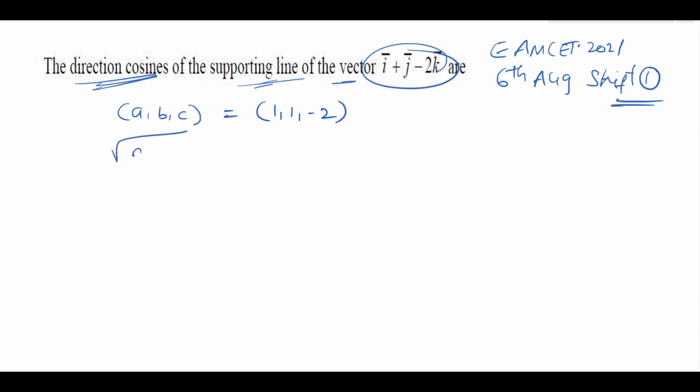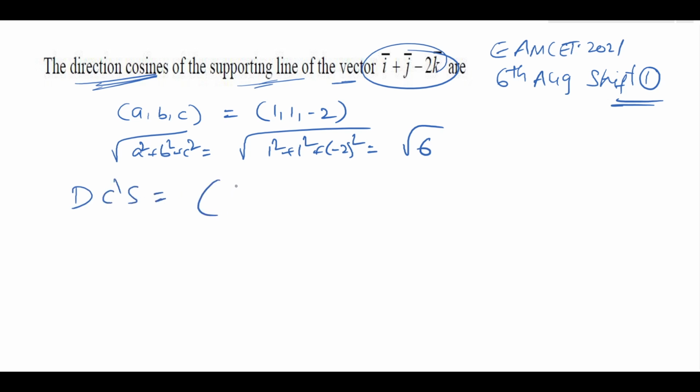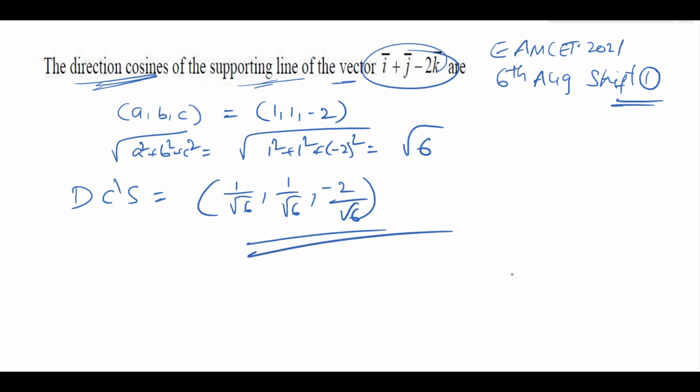And now we find square root of a square plus b square plus c square, that is 1 square plus 1 square plus minus 2 whole square is equal to root 6. Now direction cosines, DCs, is equal to direction ratios divided by root 6, that is first one is 1 by root 6, second one is 1 by root 6, this is minus 2 by root 6. This is the direction cosines of the supporting line to the given vector.